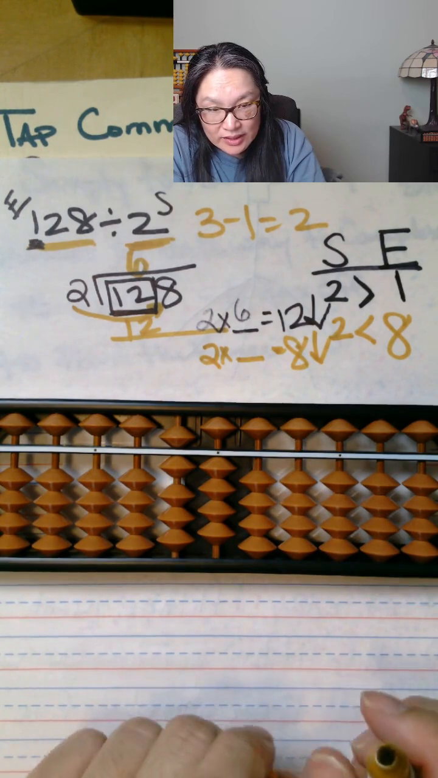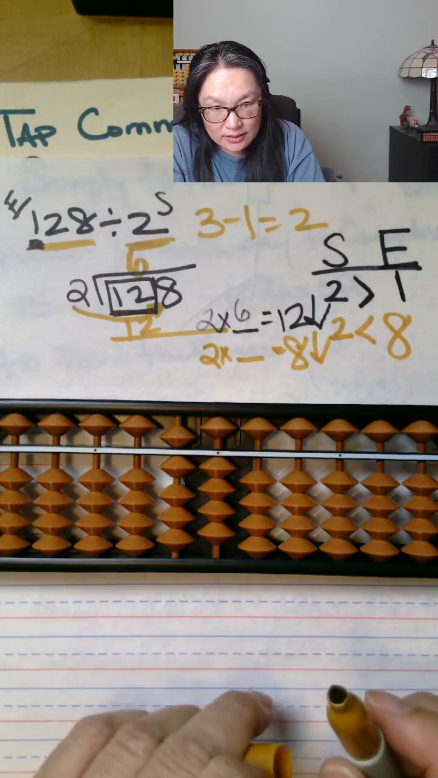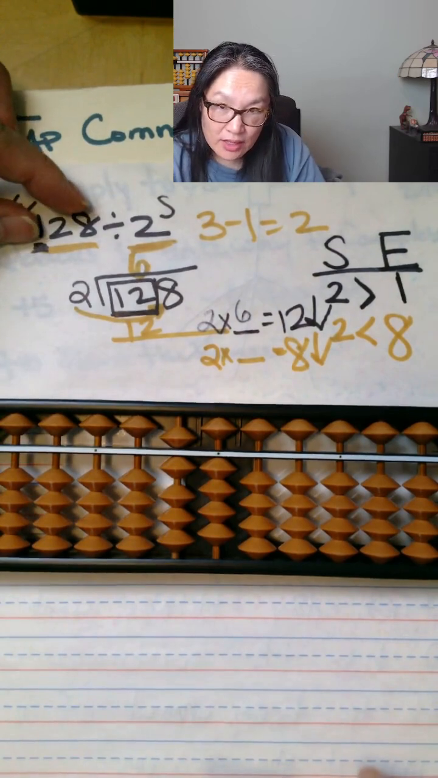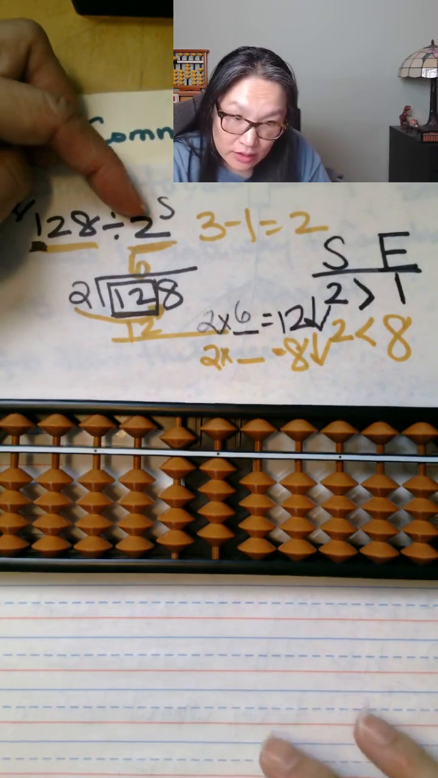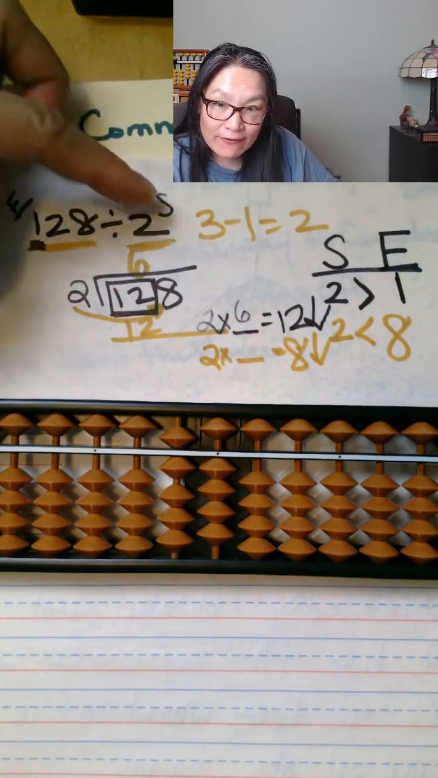Because the whole number is 3 digits, 1, 2, 8, yes. And because the whole is 3 digits, my divisor is 1 digit. I take away my dividend from my divisor.